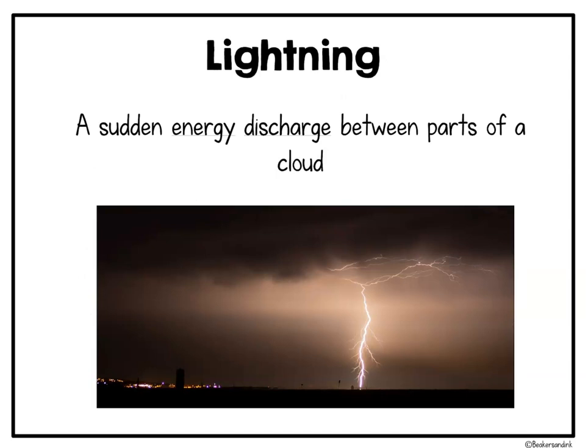So, lightning. We know lightning is defined as a sudden energy discharge between parts of a cloud. Lightning is when we have areas of positive and negative electrical charges, and they build up in the storm clouds. The upper part of that storm cloud usually carries a positive charge. The lower part of that cloud carries mainly negative charges. Lightning is that big spark that jumps between parts of the cloud or between the cloud and the ground.